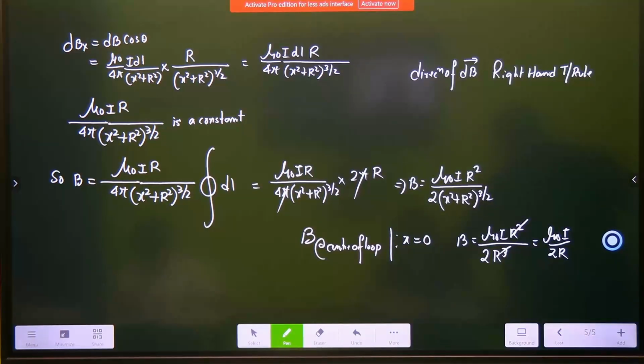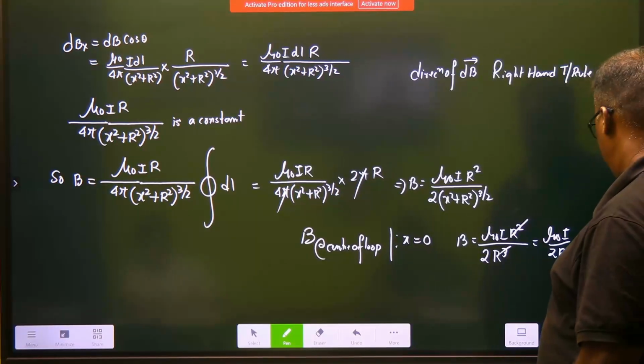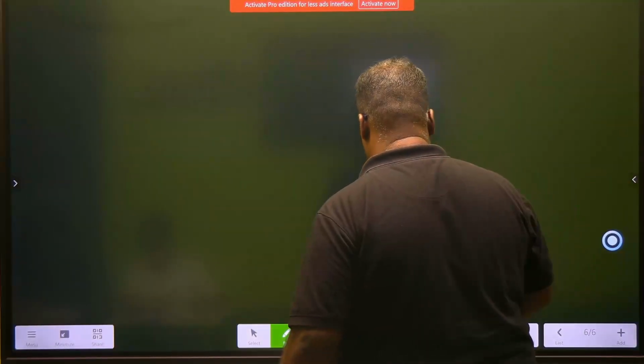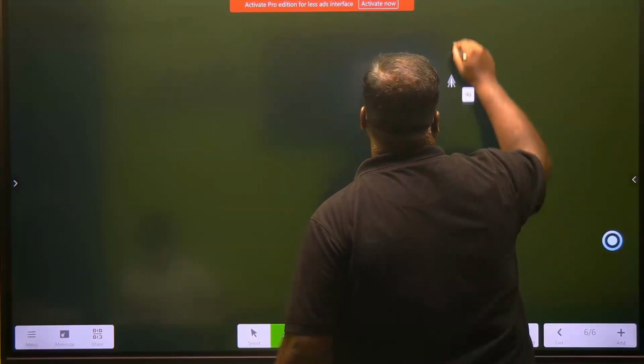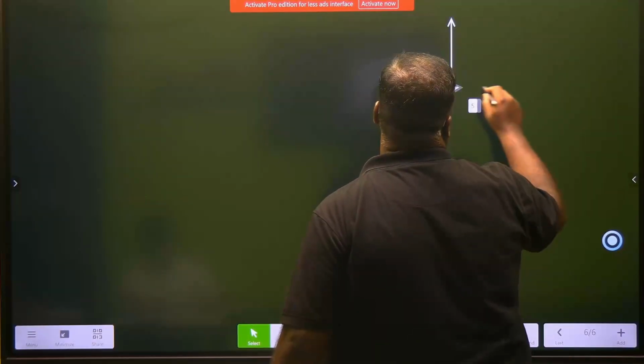Based on Biot-Savart's law, just one minute, we have one problem. I have some time, we can do that. Can I go ahead, children? Ajay, I hope you are aware of this. Though this is vector geometry, if you don't know this, you'll not be able to do the problem.